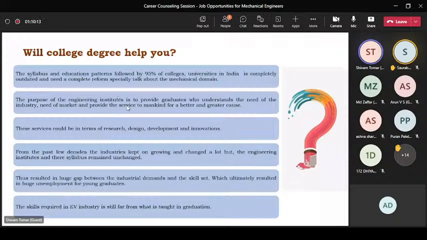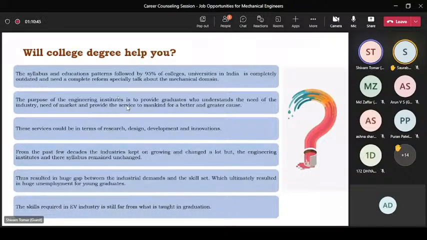Two years back, I was going through a report where it was clearly mentioned that by 2030, 80% of India's youth will be unemployable. Why? Because of the skill set. They don't have the skill set which is required by the industry. That's why a lot of mechanical engineers are leaving their domain without knowing the strength and depth of their own domain.